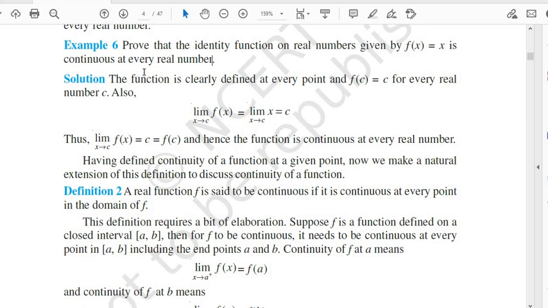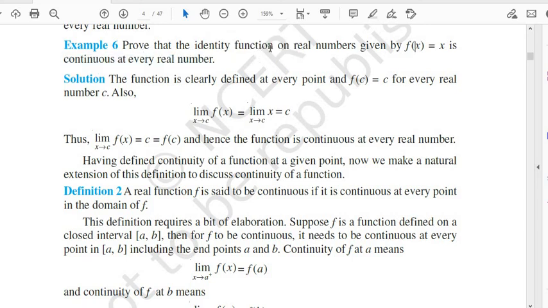So looking at the question, prove that identity function. So basically what is an identity function? For any function, if input and output are the same, what is the input here? X is the input, right? So X is the input and what is the outcome we are getting? Same X is the outcome we are getting. So when input and output are the same, such type of functions we call an identity function. So here one identity function is given and they're asking us to prove it is continuous at every real number.